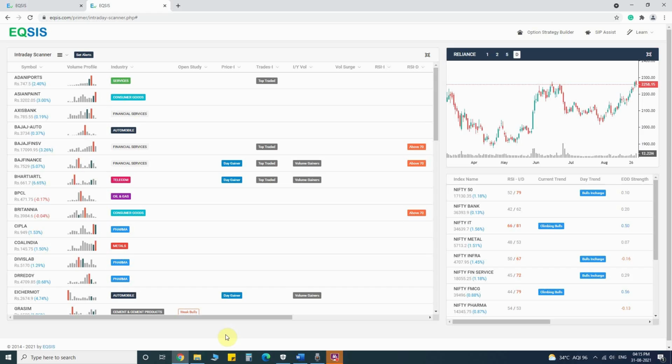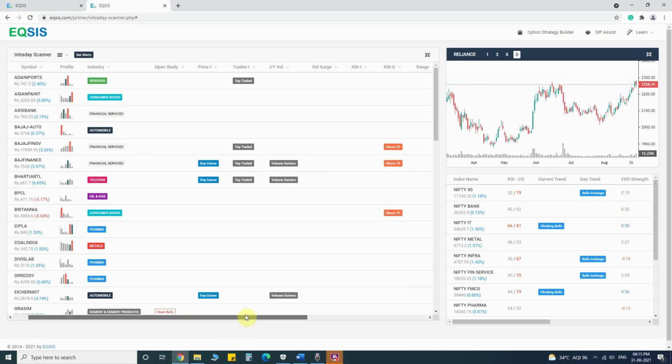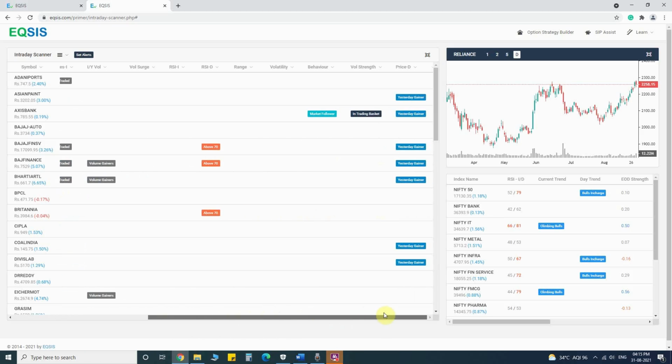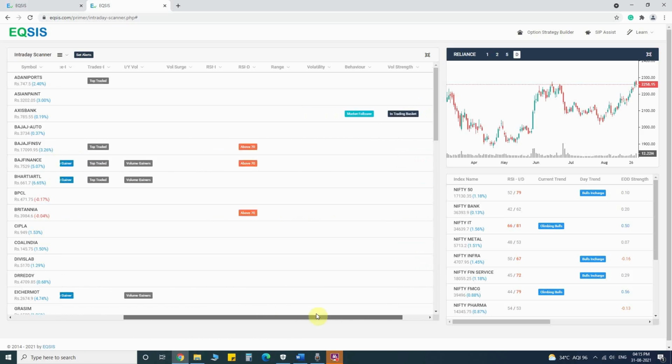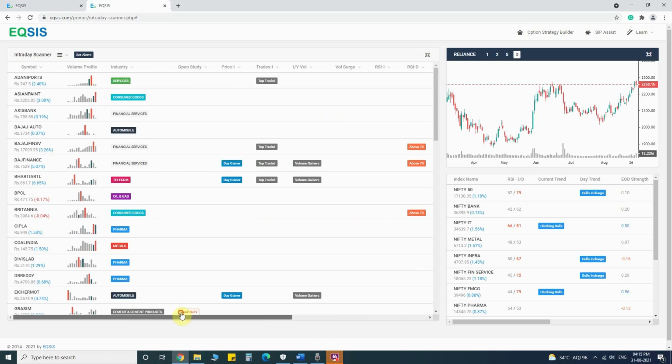Let me now show you how you can customize this table so that you can get the best out of it. If you see this table now, there are so many columns open. There may be some relevant columns, but there are some columns which may not be used by you. So you need to keep the relevant columns open so that it comes in handy and you can get the best out of it. How can you do it?